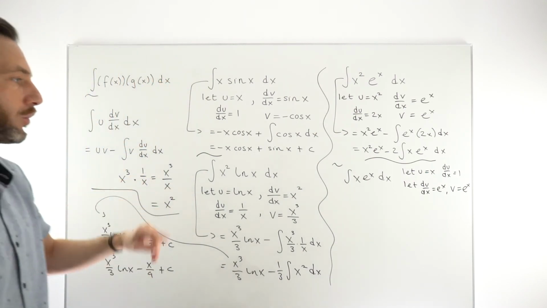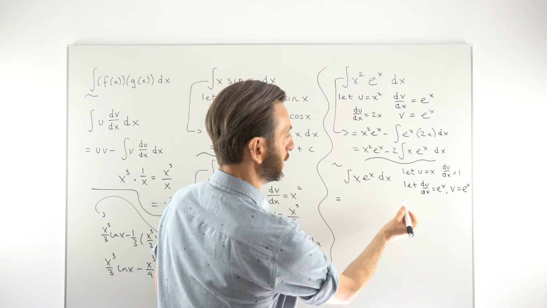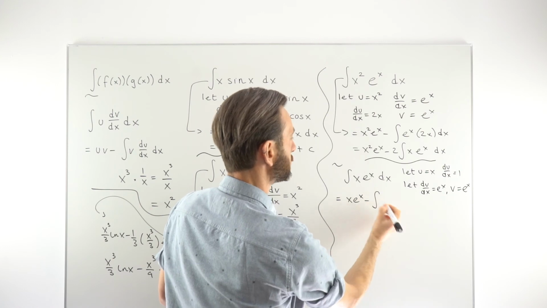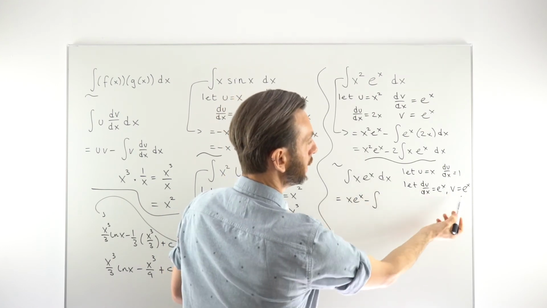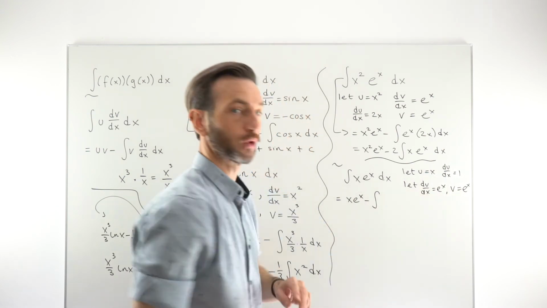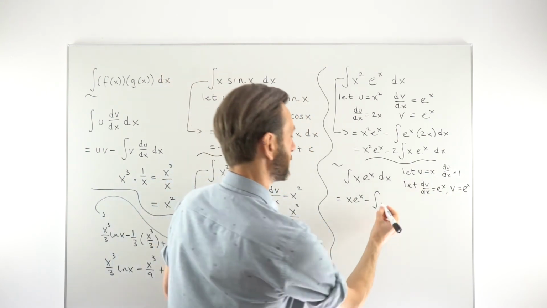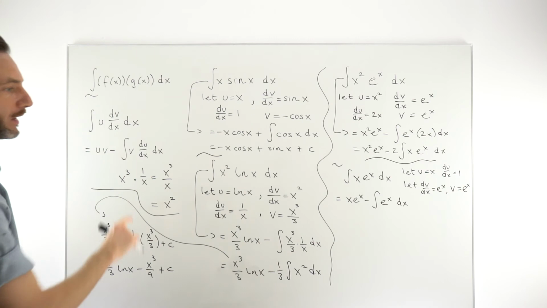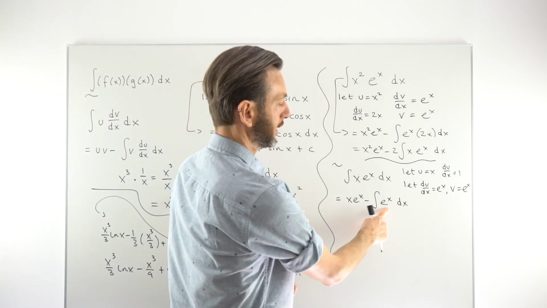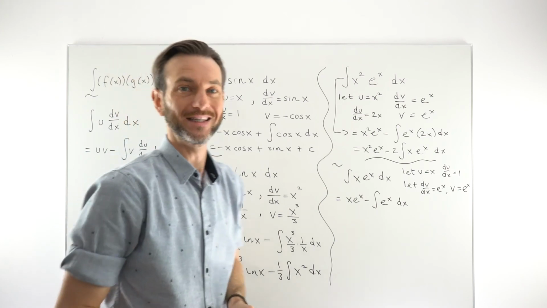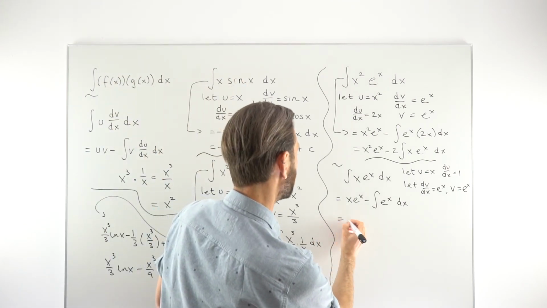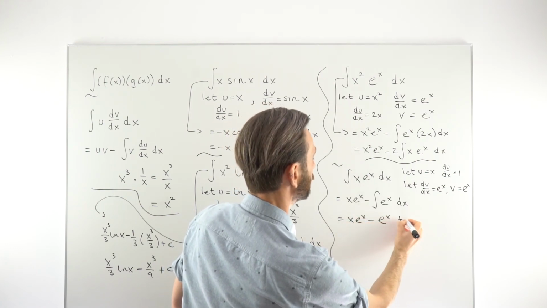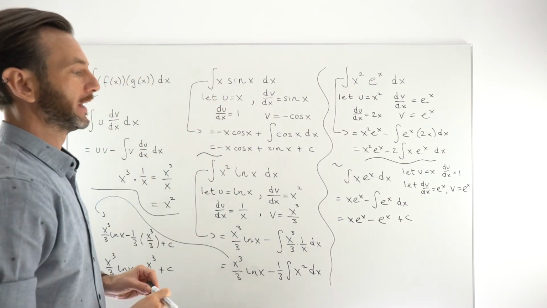So plugging these guys into our formula again, this is going to equal uv, so u times v, that's x e to the x, minus the integral of v du, so that's v, which is e to the x, times du, which is 1. e to the x times 1 is just e to the x, so that's e to the x dx. So that's everything now plugged into our formula. This time though, we've ended up with an integrand that we can actually integrate. The integral of e to the x is just e to the x. So this becomes x e to the x minus e to the x, and then we put our constant of integration on the end there.